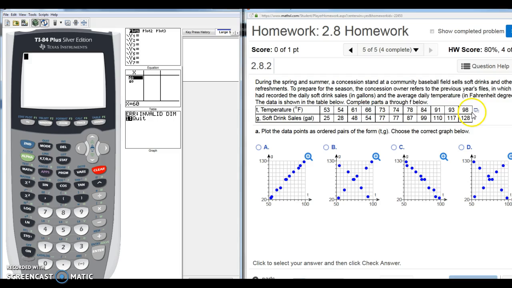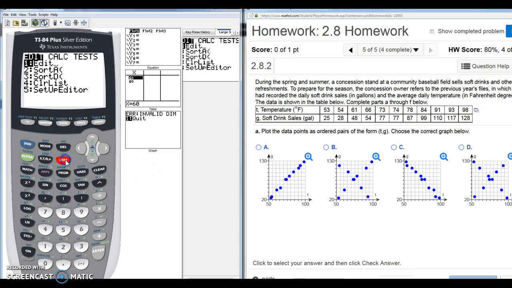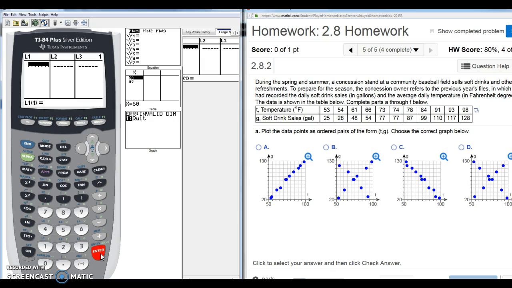To enter these ordered pairs of data, I go to the Stat button, and I want the Edit menu, which is already selected, so I just hit Enter. And then I'm going to type in all the T values in L1, and all the G values in L2. L1 just stands for list 1, and L2 stands for list 2. So I'm going to type in 53, 54. The one negative about using the TI calculator is that you could mistype and have a data entry error.